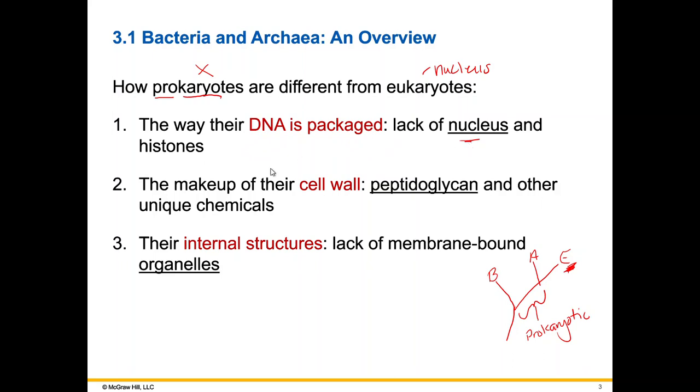And it's also wrapped around histone proteins, but that's a little more detailed than what I really wanted to go into. Number 2, another difference between prokaryotes and eukaryotes is the makeup of their cell wall. So the next word here that's underlined is peptidoglycan. This is a polymer that is found in bacterial cell walls.